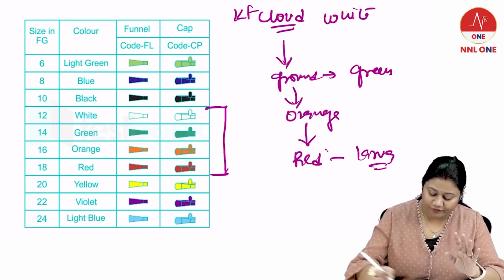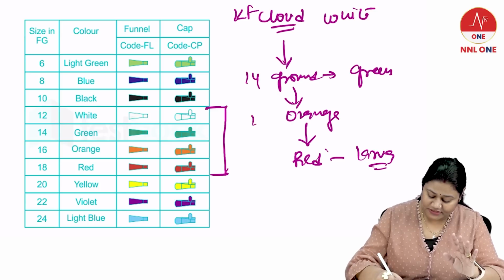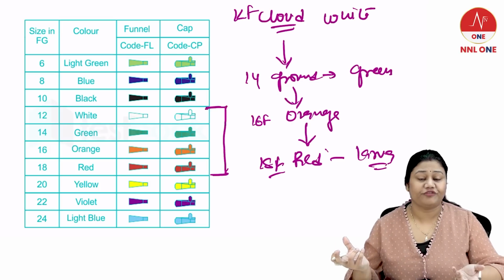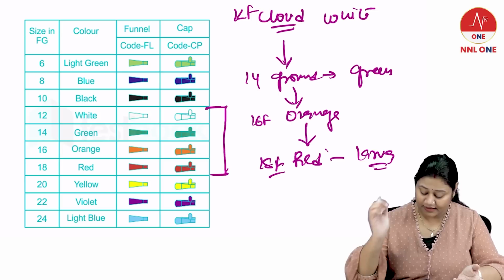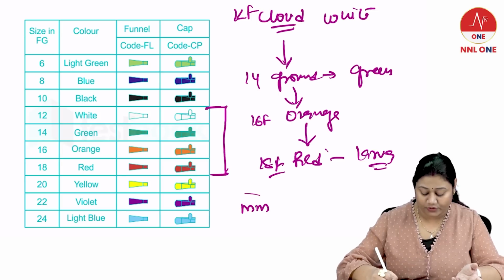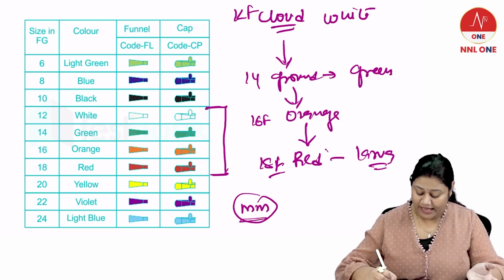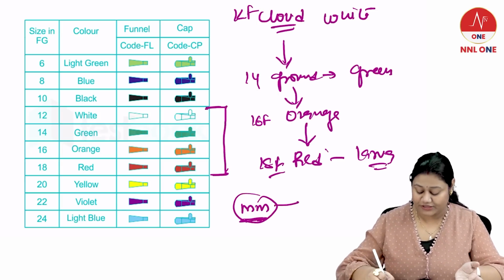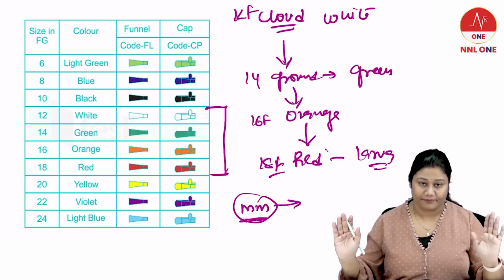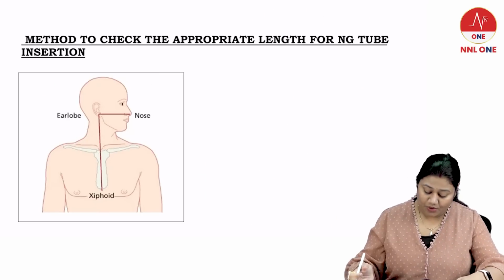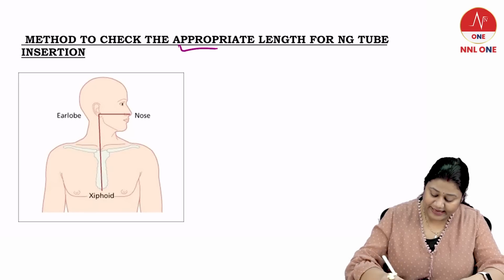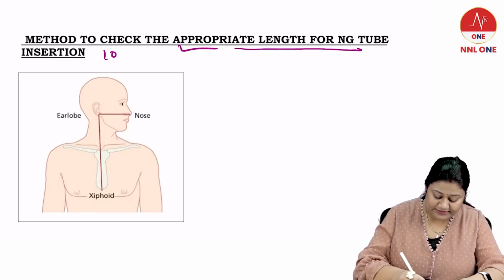It starts from 12 French, then 14 French, 16 French, and 18 French. What do we mean by French? French represents the outer diameter of a catheter. One more point that you can remember: the endotracheal tube and the tracheostomy tube are in millimeter sizes, which represent the internal diameter.